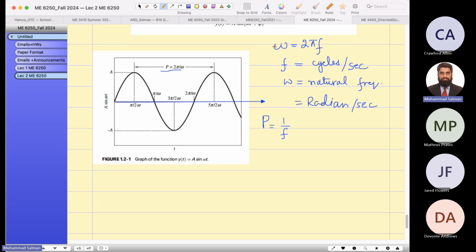So from here, can I write it like this? 1 over f. Let me rewrite it here so that you do not get confused. So f equals omega over 2 pi from this equation, correct? And now the reciprocal of this means 1 over f equals 2 pi over omega.